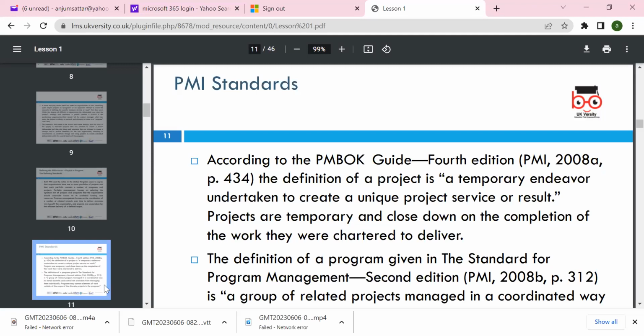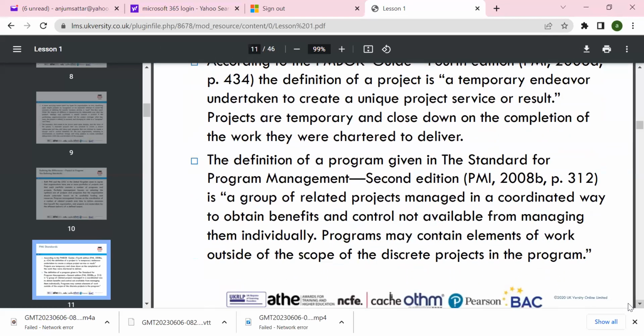Okay, so the definition: a temporary endeavour to create a unique project service or result. Unique, think about unique selling point, USP. For Neom City, or we look at Petronas Tower, or Dubai, of course the Burj Khalifa and various others. That is why the project is well projected, to attract foreign investors. So we need to look at coordinated activities, linking with various things, the benefit and control not available from managing individually. A program contains elements of work outside the scope of the discrete project.